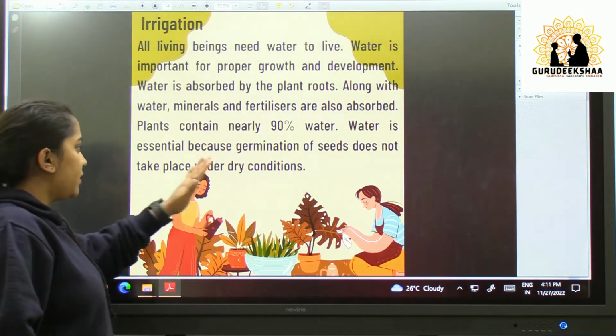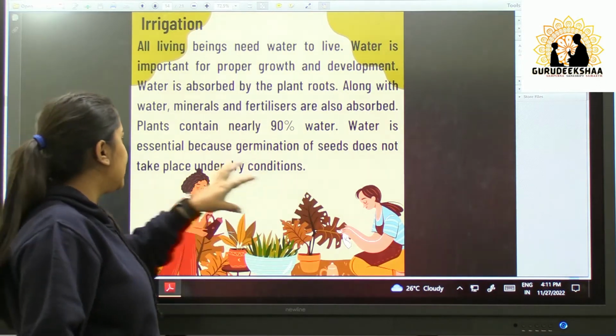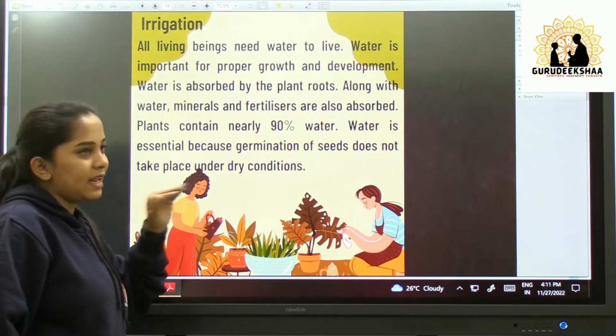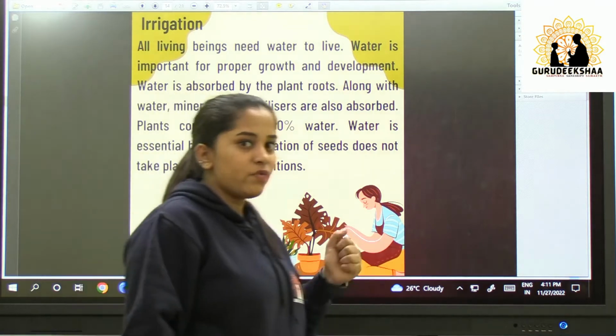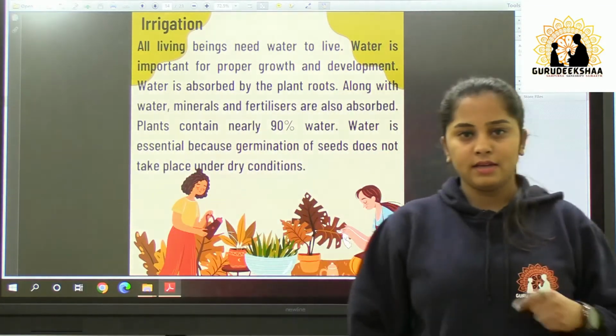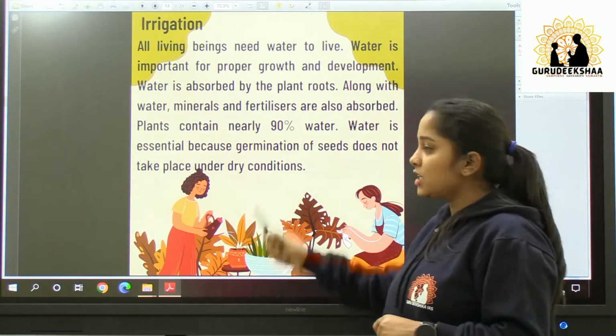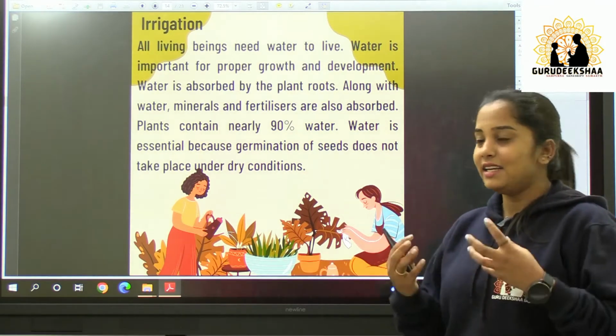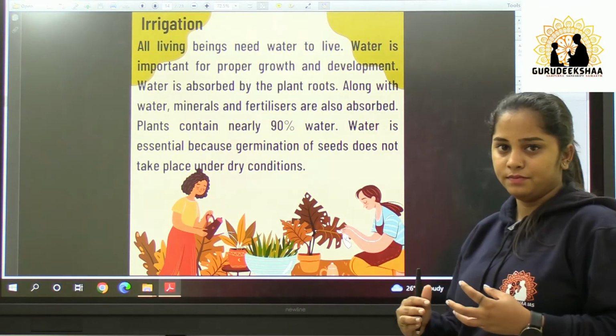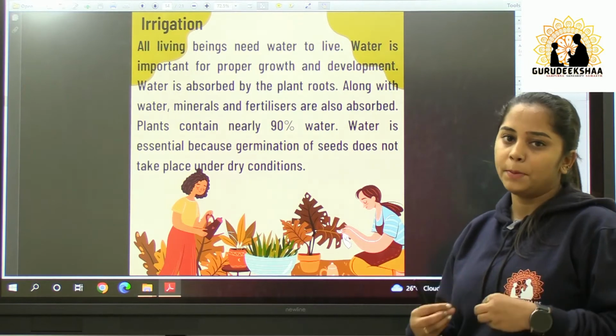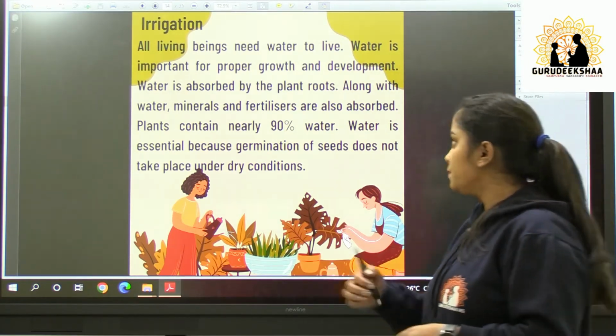Water is essential because germination of the seeds does not take place in a dry place. Again, germination is a very important part for our plants. So this germination cannot take place in a dry condition. So irrigation is a very important part of the plants' growth.